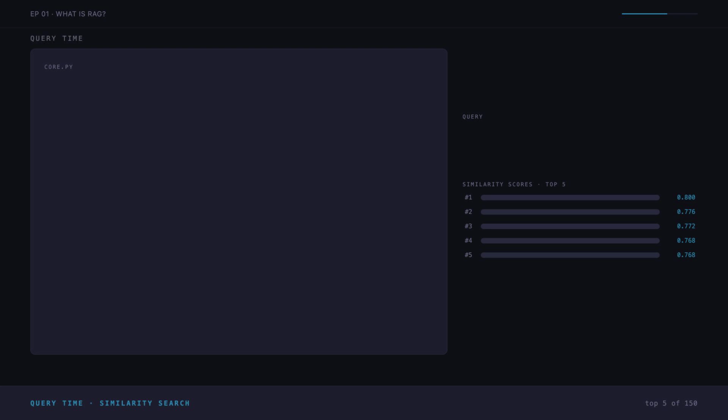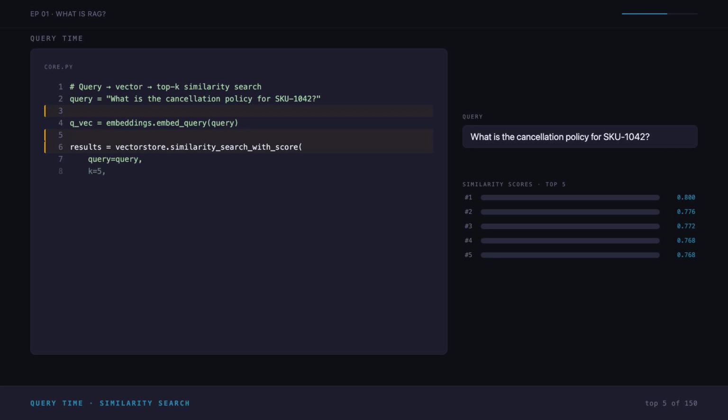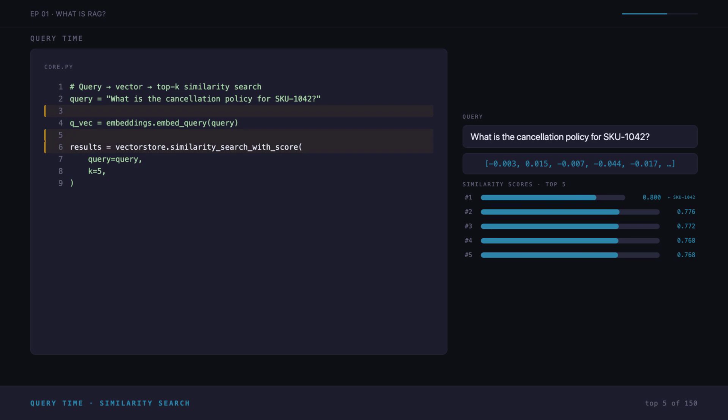The user asks a question. That question goes through the same embedding model as the chunks. Same coordinate system, same units of meaning. Now the question is a vector that lives among all the chunk vectors. The database returns the chunks whose vectors sit closest to it, cosine similarity, top 5. And here, the chunk about SKU1042 climbs to the top with a similarity of 0.80. That score looks confident. We will come back to it.